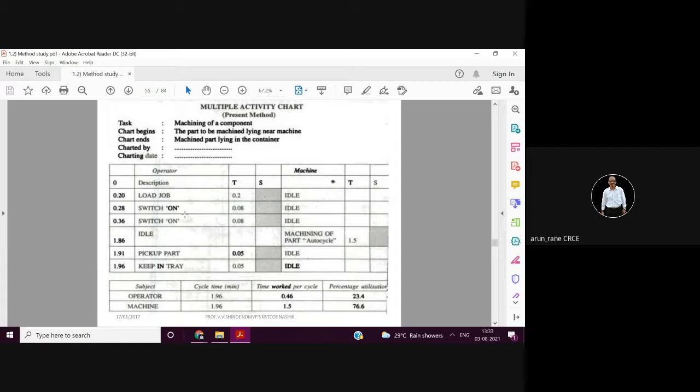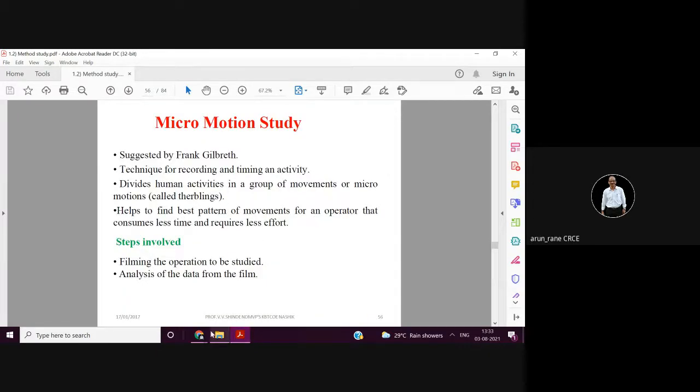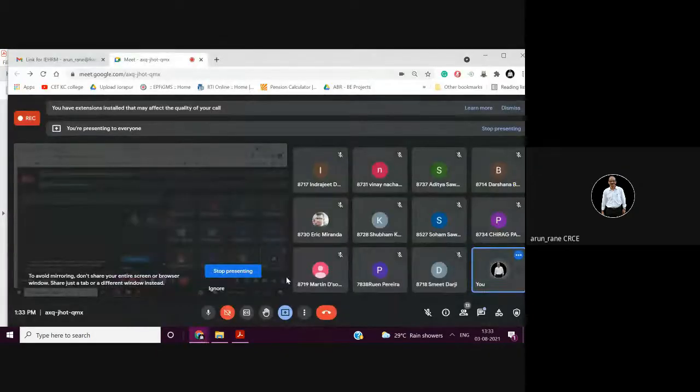कुछ तो documentation, inspection activities, या sorting activities. These activities can be done, or helping others with the setting. So this is the advantage of the multiple activity chart. So if you have any doubt, you please ask. It's my request that you please be attentive.